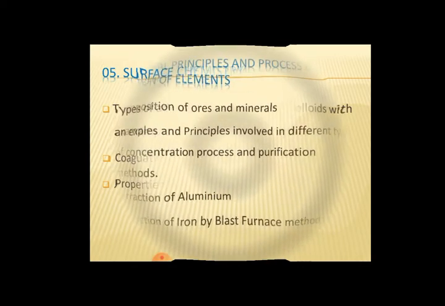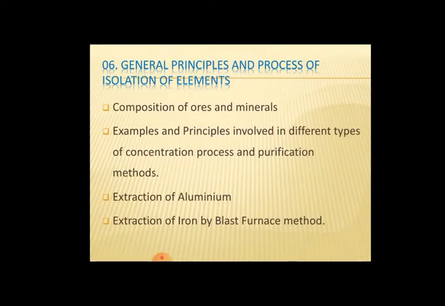Then next one is the general principles and processes of isolation of elements. In this chapter, the composition of ores and minerals, then examples and principles involved in different types of concentration process and purification methods, then extraction of aluminium by Hall-Heroult process, then extraction of iron by blast furnace method. These are the important concepts under general principles and processes of isolation of elements.